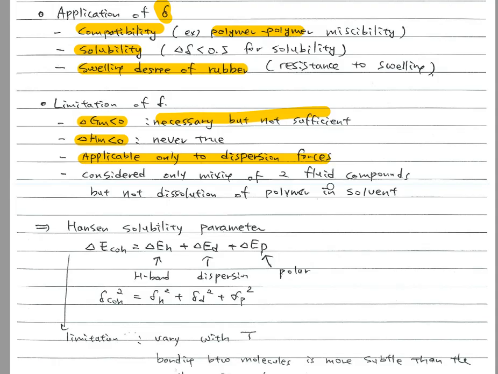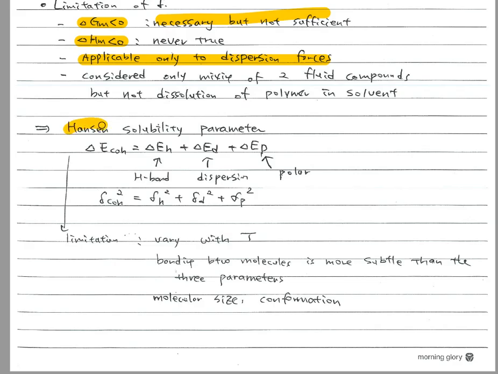So another person, Hansen, made a new concept of solubility parameter. In this case, Hansen considered different kinds of molecular interactions, not only the non-polar dispersion force. He included hydrogen bonding, dispersion force, and also polar interactions. So he included two more molecular interactions, and by considering these three interactions, he could determine the Hansen solubility parameter.